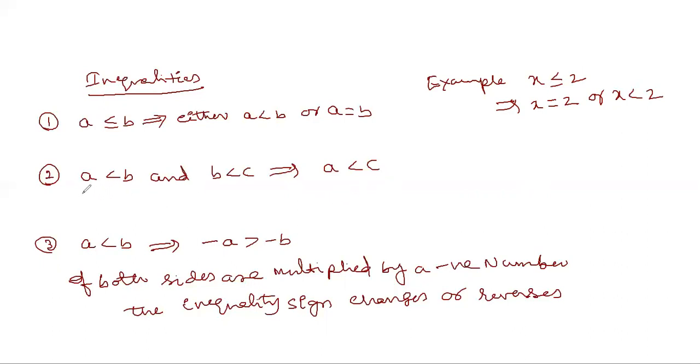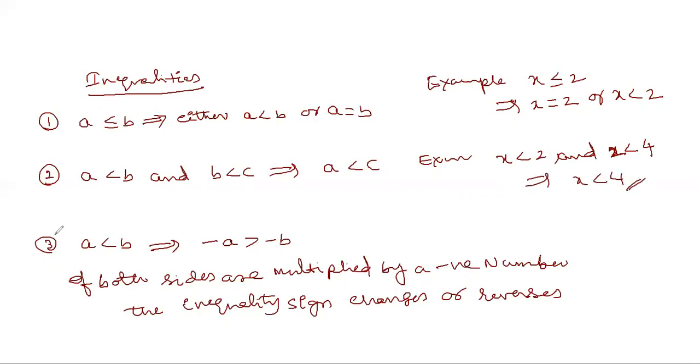Now let us see the second part. A is less than B and B is less than C. So when A is less than B and B is less than C, that means A is less than C. Example. Let us suppose x is less than 2 and 2 is less than 4. So therefore, we can write x is less than 4.